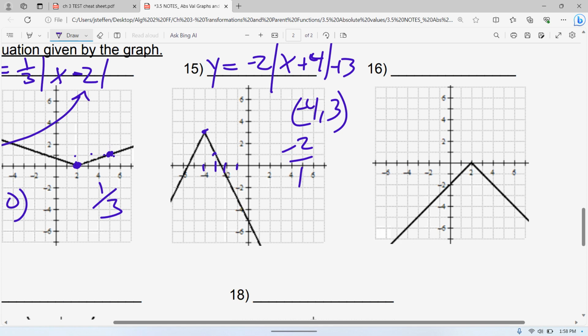And the last one, number 16, it's going down 1 every time, so -1 over 1, just -1. So y is equal to negative. I went to the right 2, so that's x minus 2, and I didn't go up or down any. It's right on that axis still, so it just stays x minus 2.